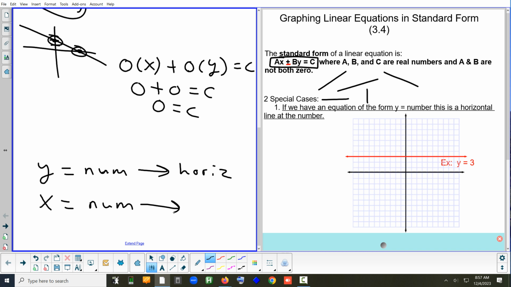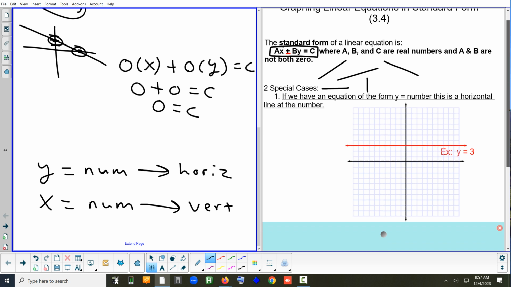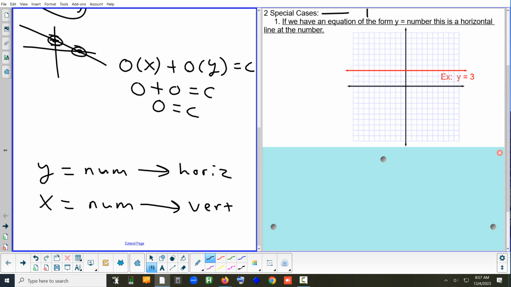It's going to be a special case. It's not going to be on a diagonal. What's the other special line you could have? Yeah? Vertical line. Yeah, that's going to be vertical. Very good. And I'm going to write that down on the next. I'm going to scroll down. So that's going to be special case number 2. If you have an equation of the form X equals a number.